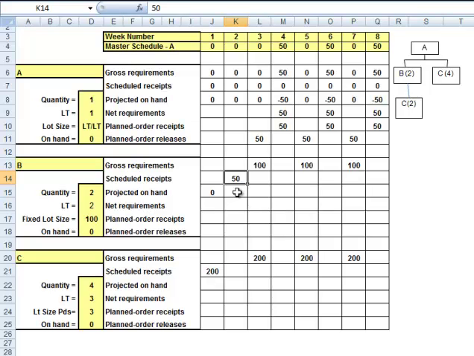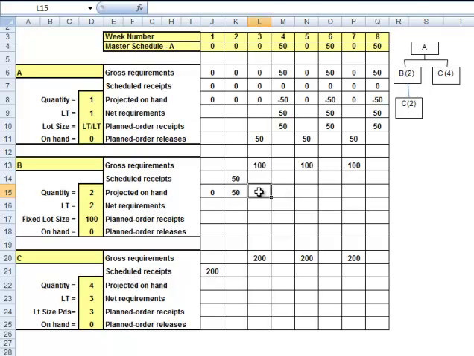Now, let me remind you what a scheduled receipt is. A scheduled receipt is an order that I had placed previous to today, maybe last week or sometime before that, that has not yet arrived, but is scheduled to arrive at some time in the future. So in this case, it's scheduled to arrive in the next time period. So I'm going to assume that it will arrive when it's scheduled to arrive, which means that I should have a projected on-hand inventory of 50 at the end of time period 2.